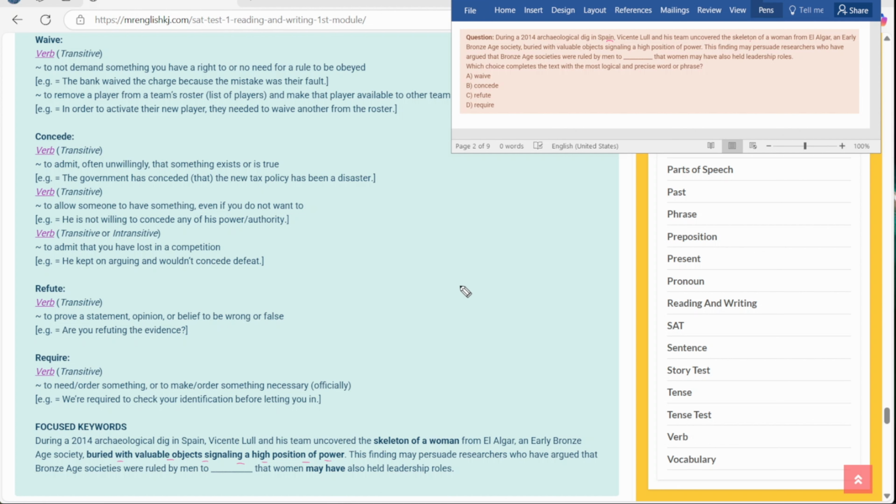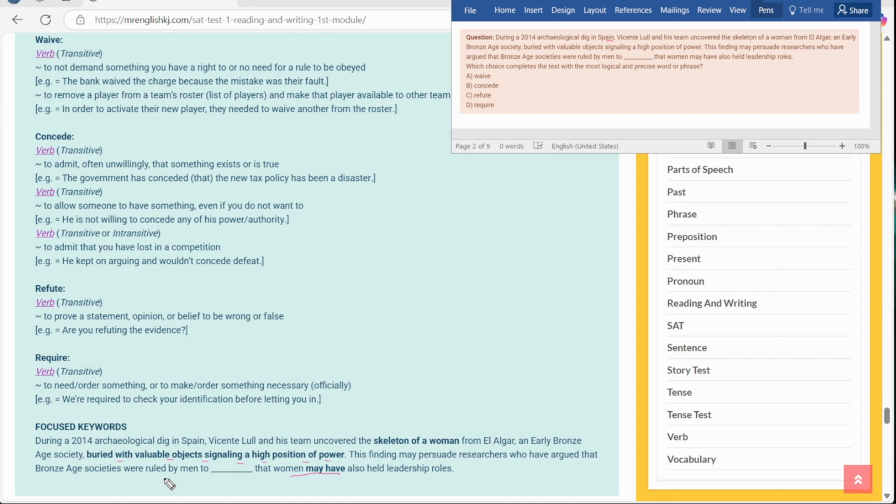That might change researchers' mindset that in Bronze Age society, men were ruling. Women may have also held a leadership role. So women were important, women were superior also in the Bronze Age. Okay, that is what the text is talking about. Let's find out the suitable word.